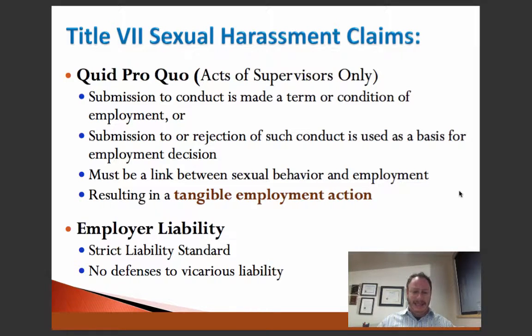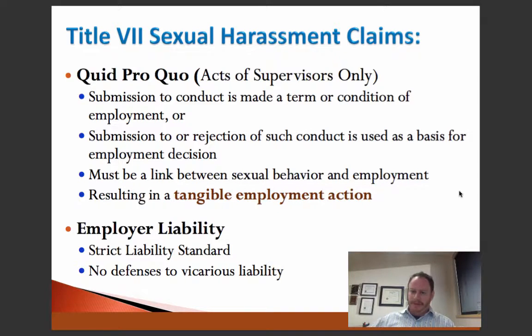So that means that whether or not that person either agreed to that sexual conduct to be part of their job description or they rejected it is used as the basis for whether or not to promote someone, keep someone employed, or potentially fire them. And there must be a link made between that sexual behavior that is part of their job context and whether or not they were promoted, they lost their job, or they kept their job. And a tangible employment action is anything related to your job.